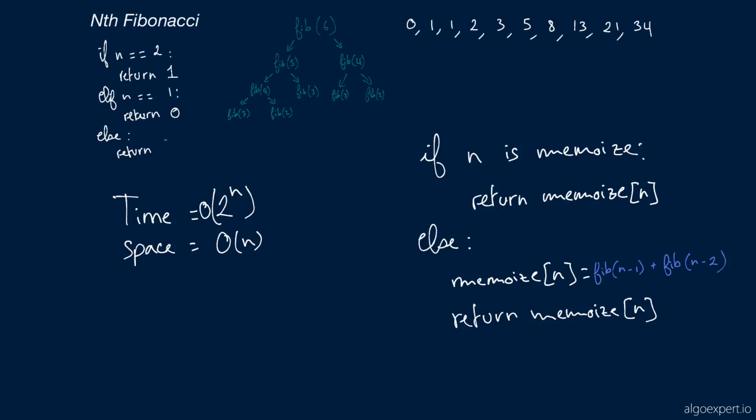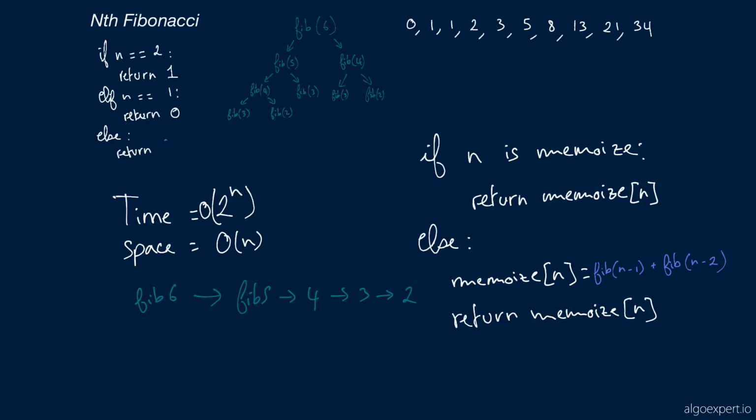So if we go back to our example with fib of 6, we're going to start with fib of 6. Fib of 6 is then going to calculate fib of 5, which is then going to calculate fib of 4, then 3, then 2, and 2 is going to be in our memwise hash table.